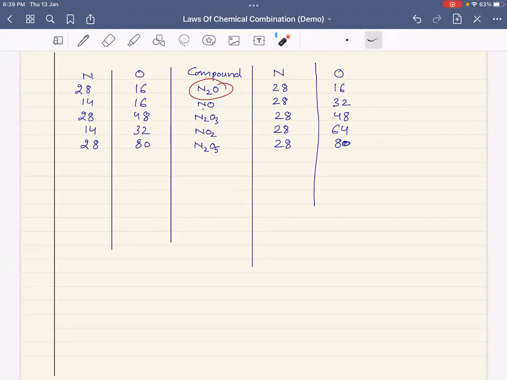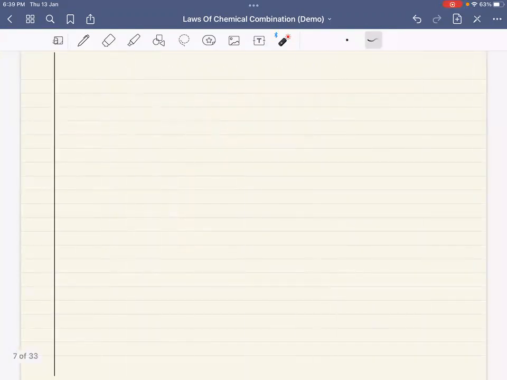So if there are two elements, we'll say it follows the law of multiple proportion. But there is another law. It is not given in the NCERT, but nowadays it is being asked in the competitions. So I am going to tell this law to you. Its name is law of reciprocal proportion.